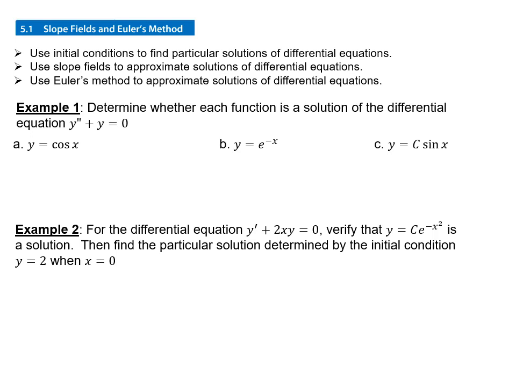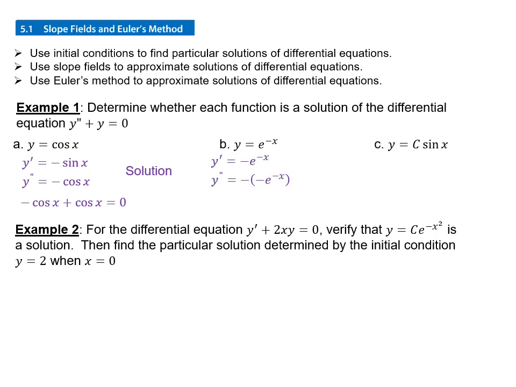So like in example 1, determine whether each function is a solution of the differential equation y double prime plus y equals 0. So I need to figure out the second derivative. Y prime is negative sine of x, because that's the derivative of cosine of x. The second derivative is going to be negative cosine of x. So plug it in. Negative cosine of x plus cosine of x equals 0. Yes, it's a solution.